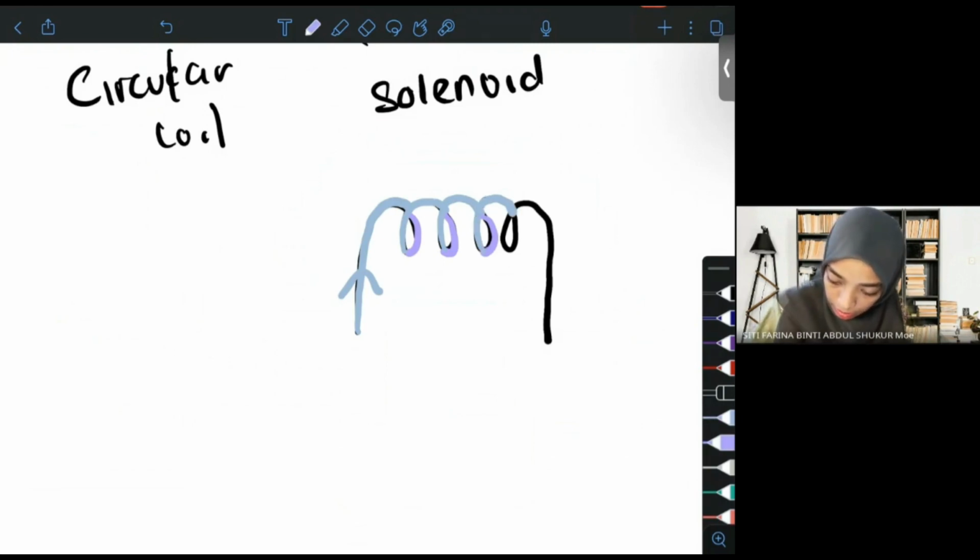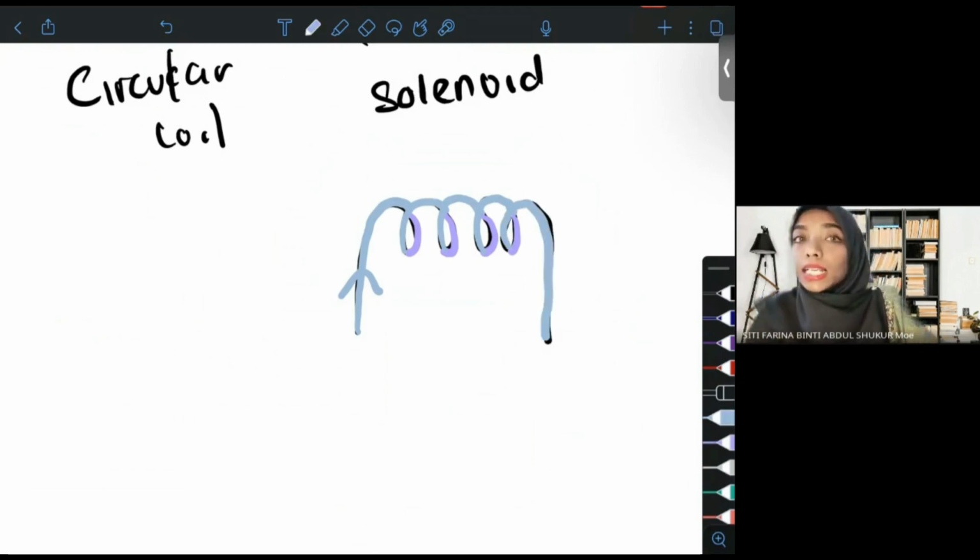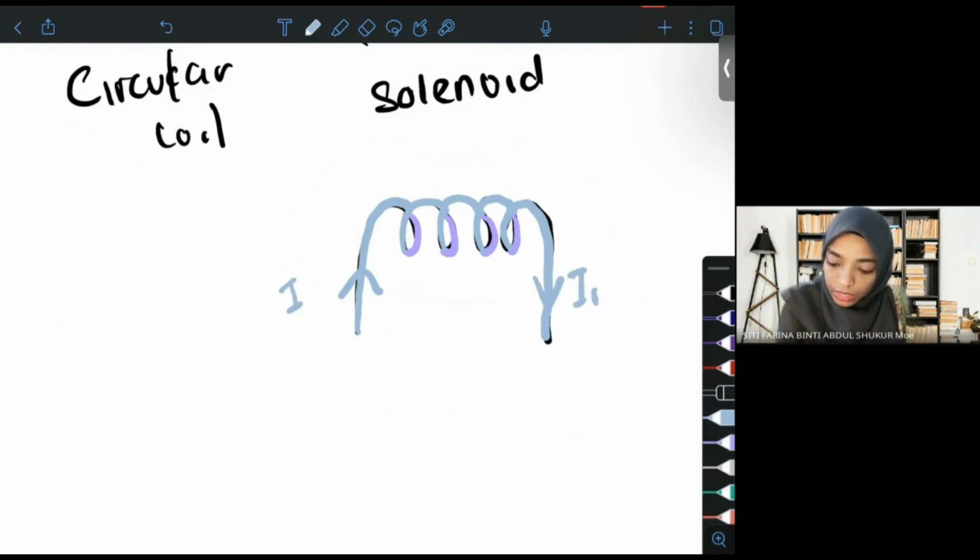depan, belakang, dan depan. Selalunya yang belakang ni kita tak nampak lah. Sebab dia tengah curl ke belakang. Dia tengah pusing ke belakang. So kita tak nampak pun yang belakang tu. Okay. So current kamu kena naik on one side, kena turun on the other side. Kalau dia dah naik dekat sini, dia kena turun dekat sini. Okay. Dia akan turun dekat sini.